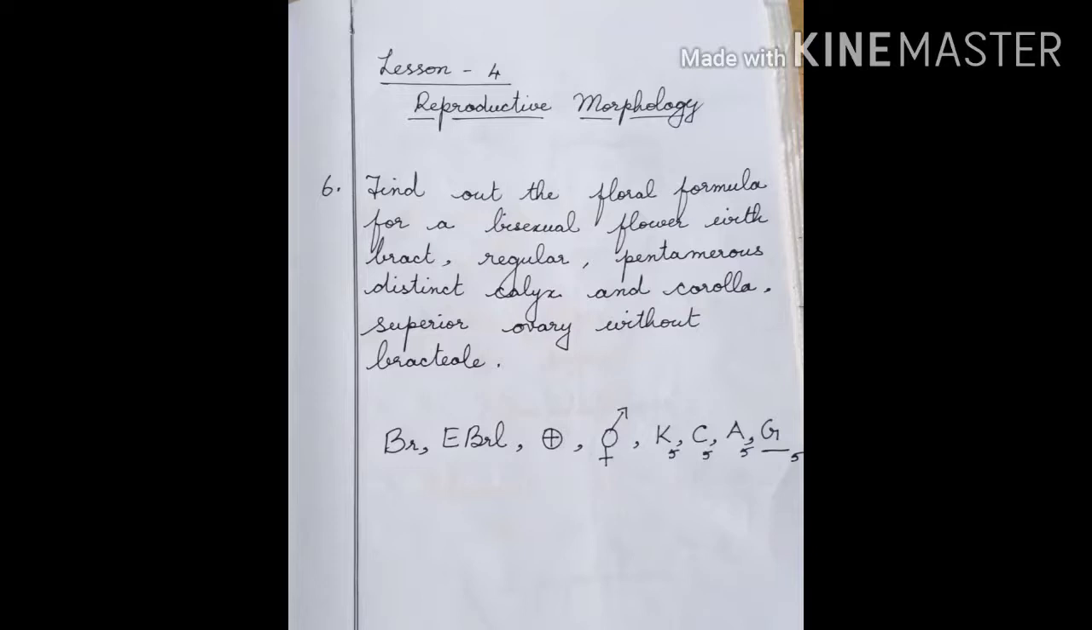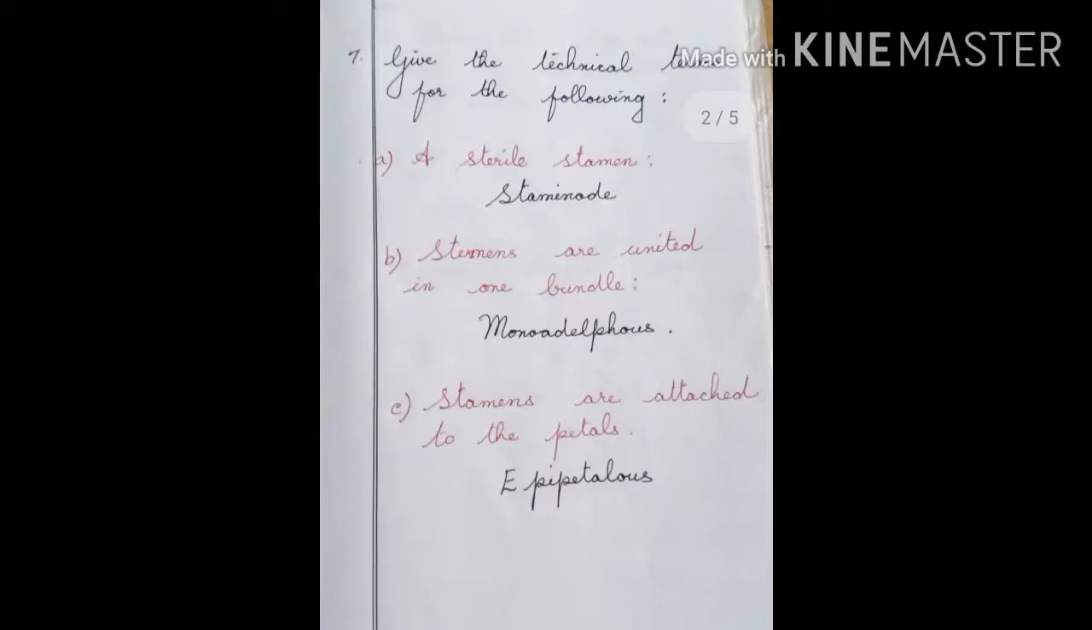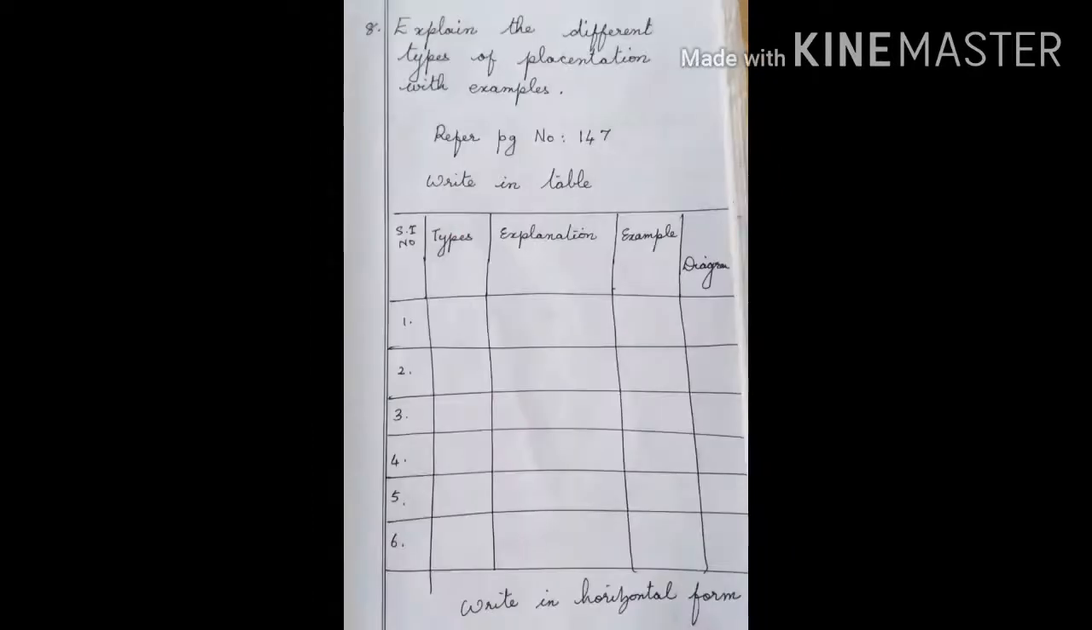Let's move to question number 7. You have to write the technical terms here. The name of a sterile stamen is staminode. Stamens that are united in one bundle are called monoadelphous, and stamens that are attached to the petals are called epipetalous. These are one word answers, where you have to give the technical term for the following explanation. Let's move to the next question.